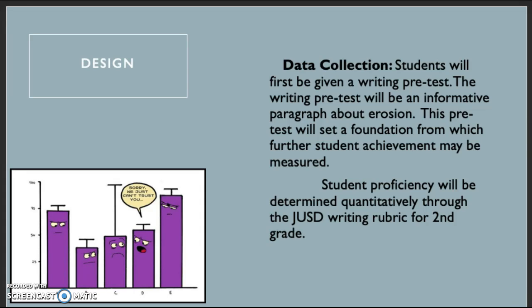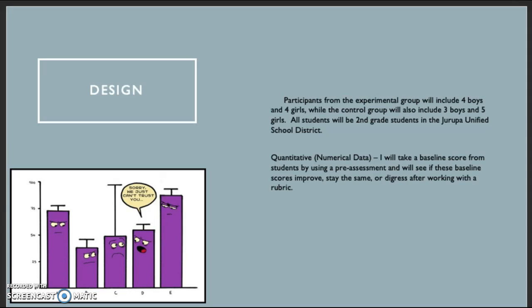Student proficiency was determined quantitatively through the Harupa Unified School District writing rubric for second graders. Participants from the experimental group included 4 boys and 4 girls, while the control group included 3 boys and 5 girls. All students were second grade students in the Harupa Unified School District. The data was collected quantitatively. A baseline score was taken from the pre-test mentioned earlier, and those results were compared to a post-test that was given a week after.